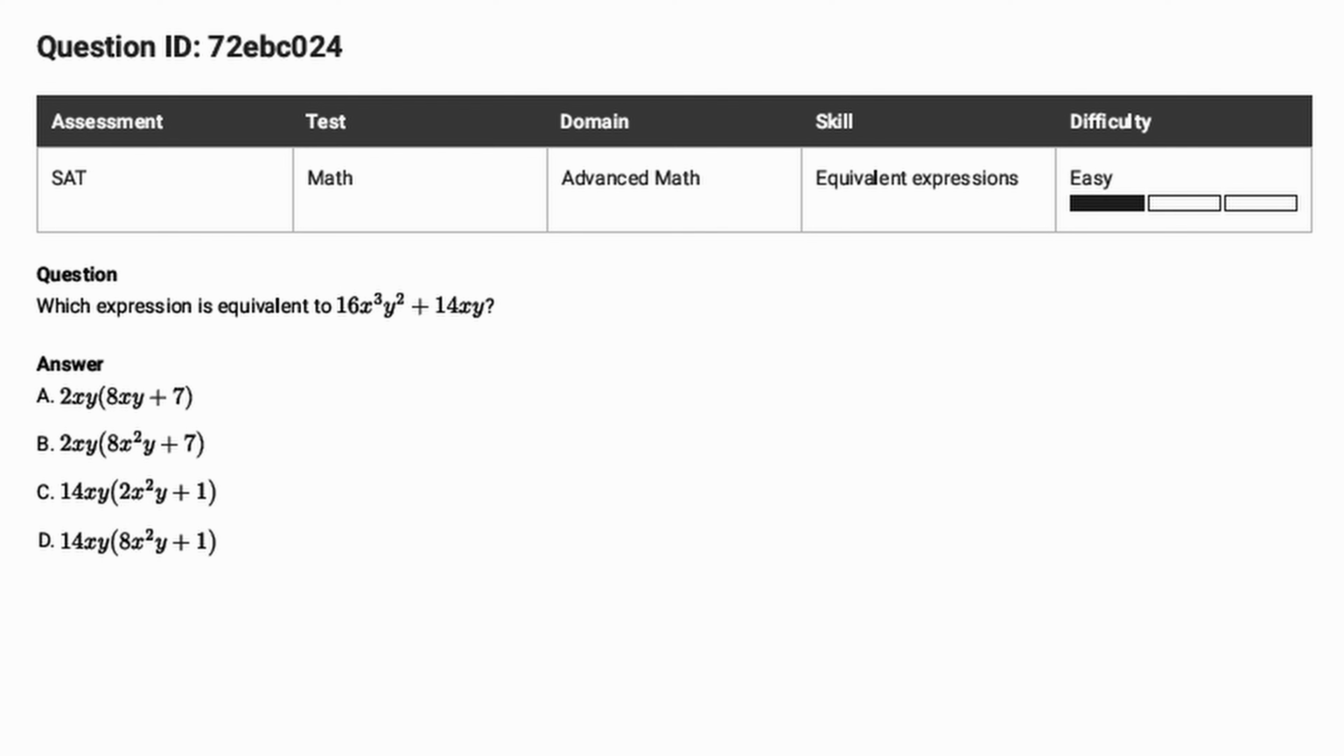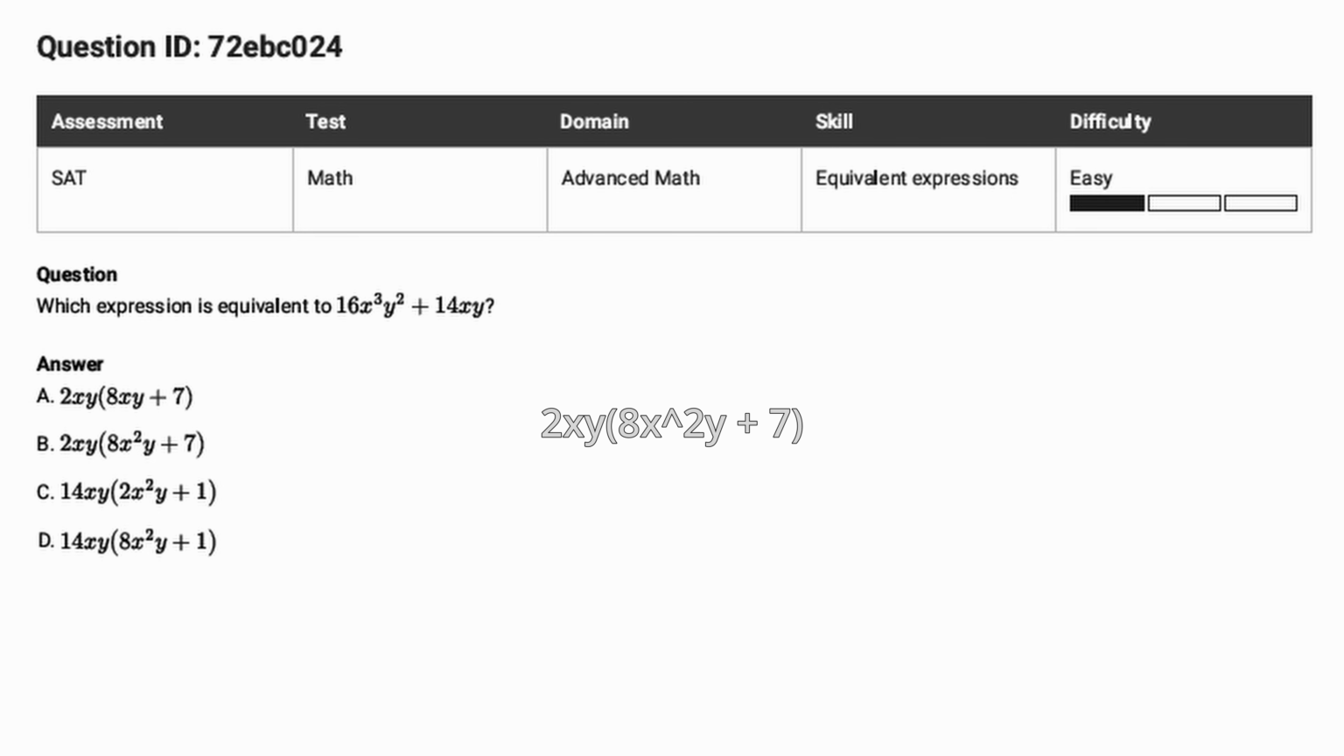Which expression is equivalent to 16x cubed y squared plus 14xy? All right, so I'm seeing variables in both parts of the expression, right? On the left side of the plus sign and the right side. So I'm gonna try to factor out that x and that y and see where we end up. Also, we have a 16 and a 14, which are both multiples of 2. So we can factor a 2 out as well. So I'm gonna go ahead and do that.